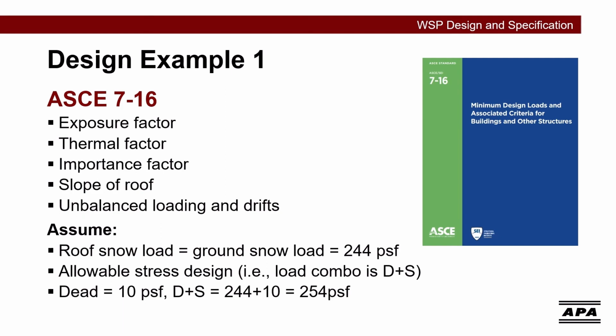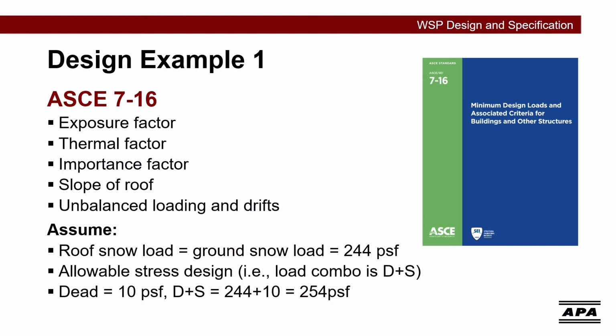For a real-world design, we would need to consider several modifying factors that impact how the ground snow load is converted into the actual roof snow load. These include things like exposure factor, thermal factor, importance factor, the slope of the roof, and unbalanced loading and drift conditions. Since this roof snow load derivation is not the focus of this webinar, we'll simply assume the roof snow load equals the ground snow load. This, of course, is an extremely high snow load, but we want to illustrate how panels may be designed for conditions far outside typical span and loading conditions.